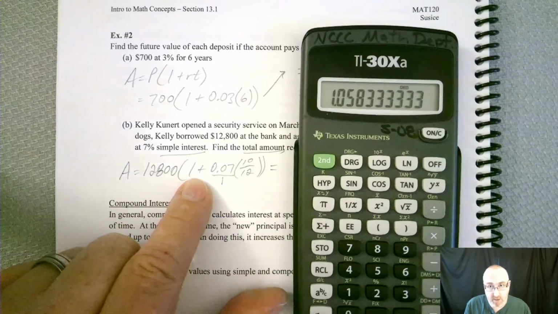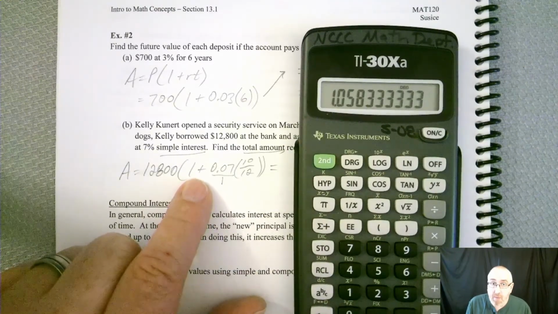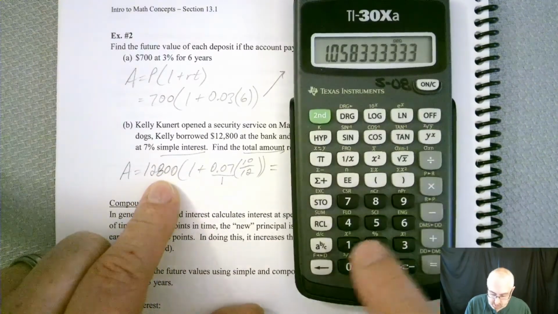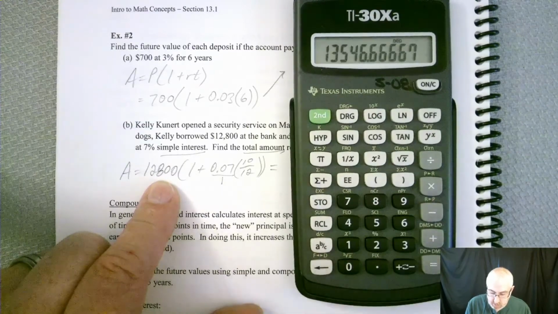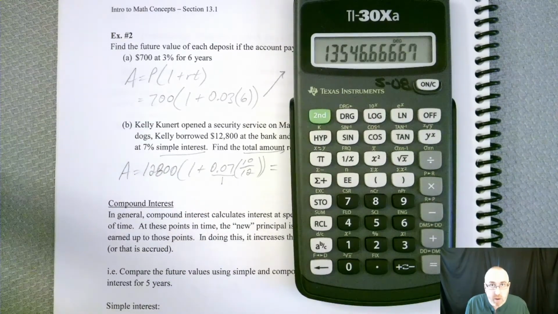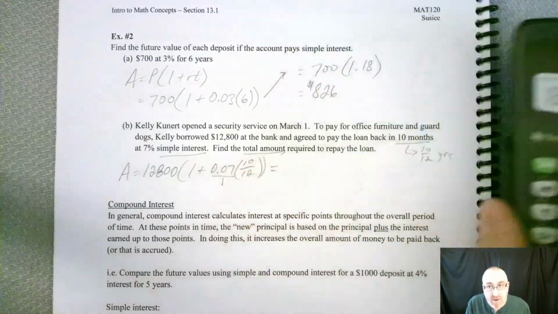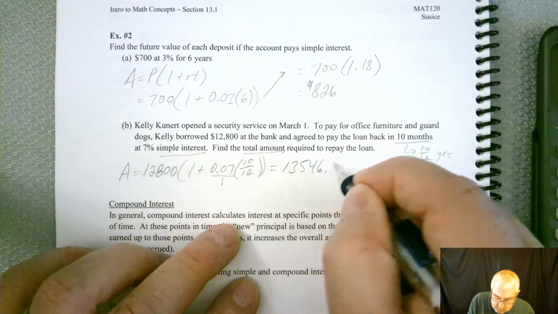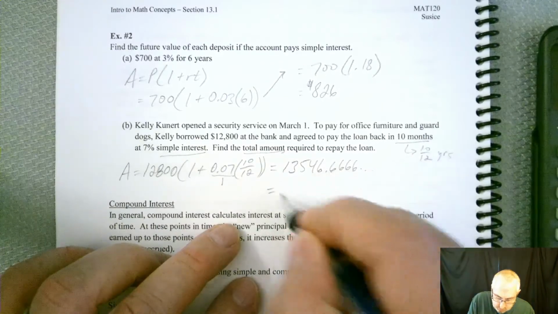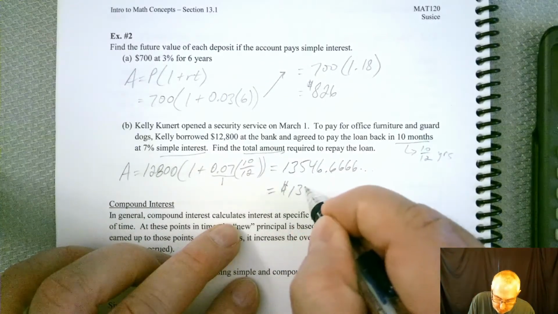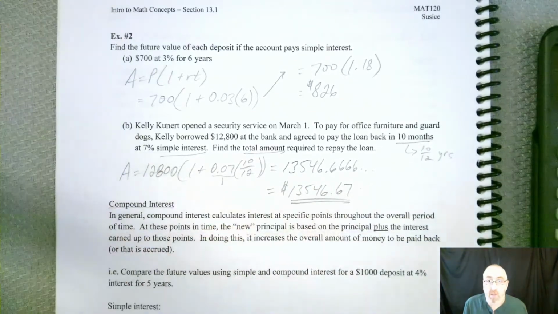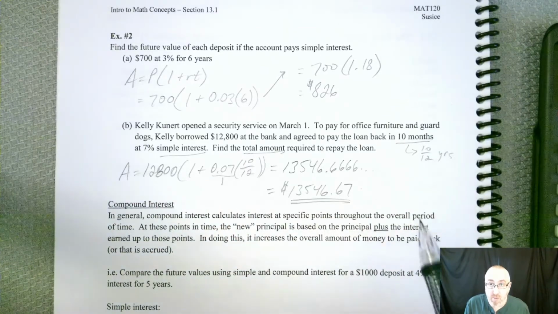So we got 1.058, and so on. But now the last step is to multiply it times the 12,800. So again, times 12,800 equals, and you've not rounded anywhere in the problem, except now you need to round at the very end. And that's when you should always round, at the very end. So we get 13,546.6666, which we should round to $13,546.67. So that would be what she has to pay back at the end of those 10 months.